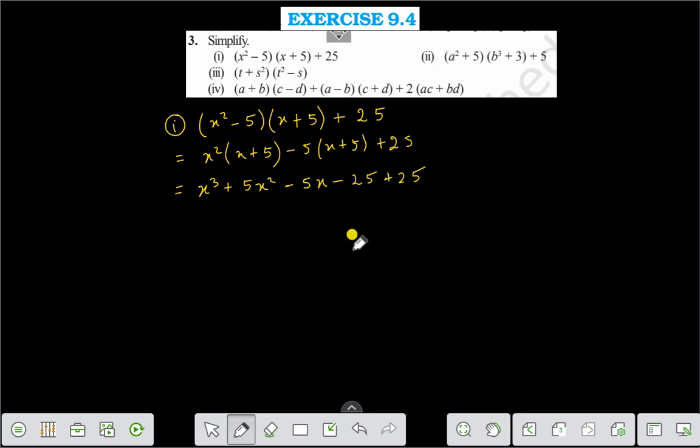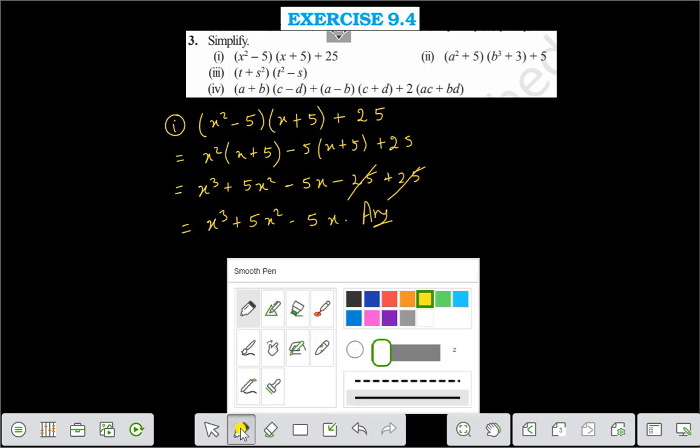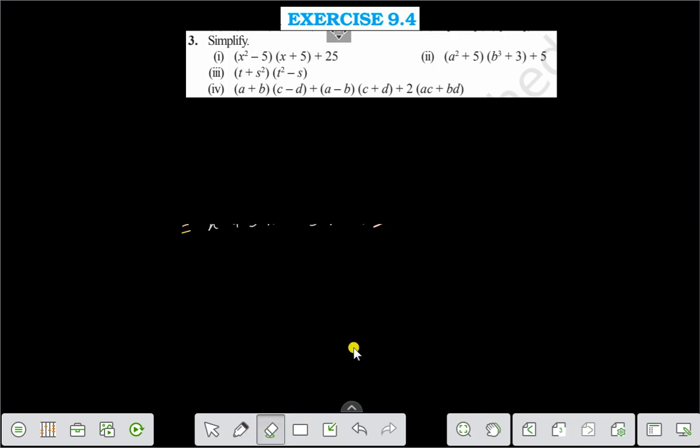right? That we are getting here as plus 25 minus 25, that we are getting x cube plus 5x square minus 5x, and that is the answer of question number 1, that is x cube plus 5x square minus 5x. Let's solve question number 2. Here you see question number 2.